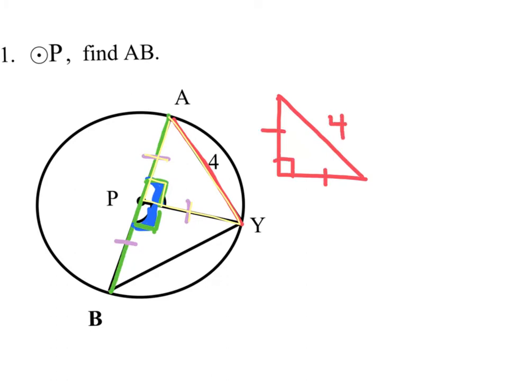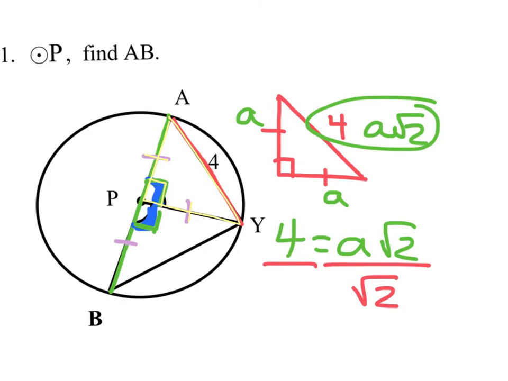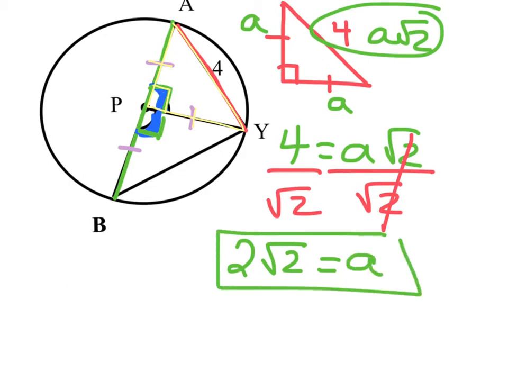And that hypotenuse is 4. So if you guys remember, we have A root 2. So what I can do is I can say 4 is equal to A root 2. I can divide both sides by root 2 to get A by itself. Now, 4 divided by root 2. 4 divided by 2 is 2. Tack on your root 2. That's our trick. So that means A is 2 root 2.